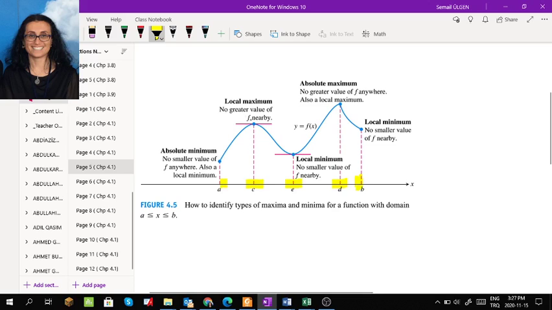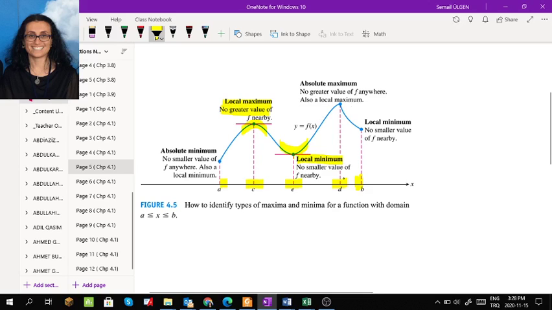If you look at this locally, this is the biggest value in here, so it's the local maximum, because no greater value of f is nearby. Okay, let's get around e. Around e, let's get the graph around e. We can only look at these values. This is the smallest of all such values, right? No smaller value than this, so it is going to be a local minimum value.